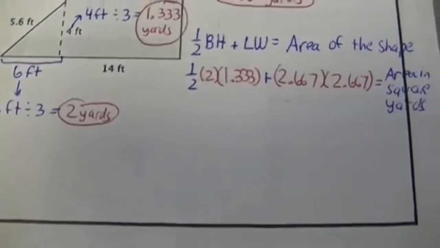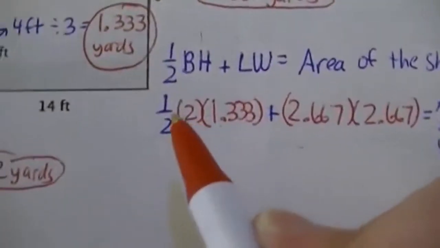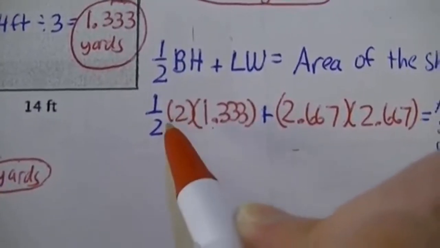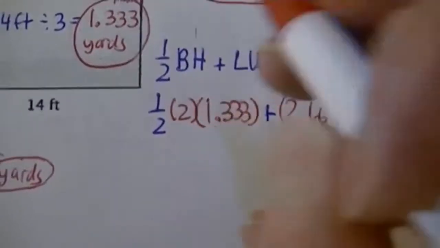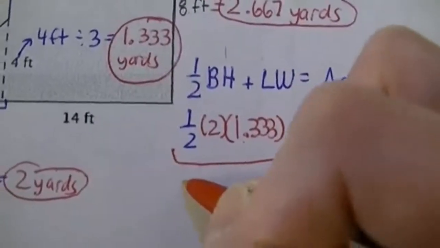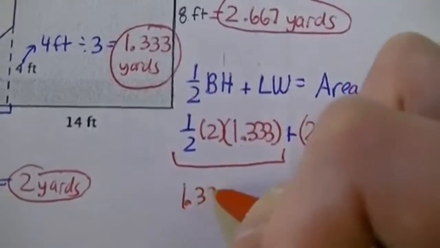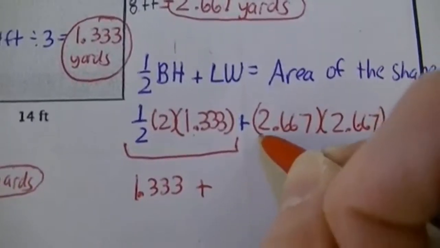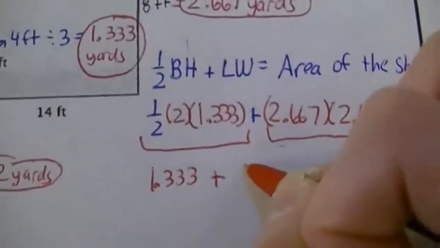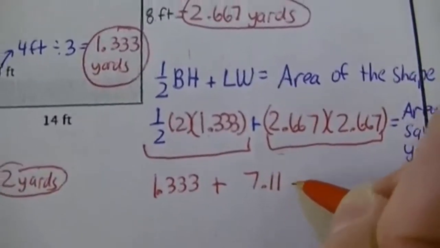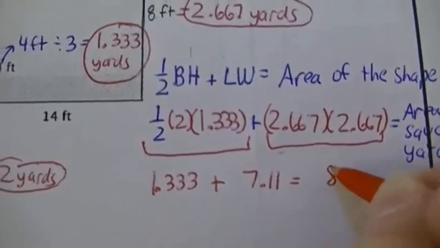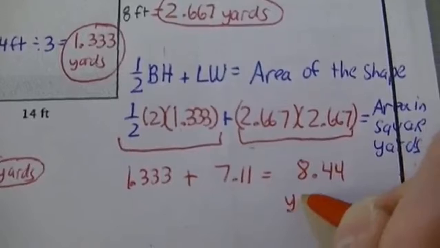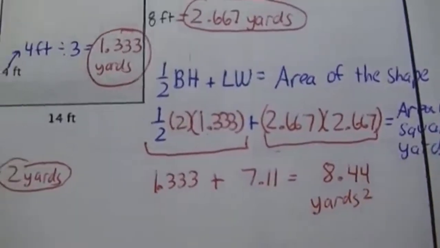Okay, now it's just really a matter of plugging it into your calculator. But right here I see I don't need a calculator because I see that half of 2 is just 1. So this is 1 times 1.333. So that right there is that. And when I multiply this times this, that's about 7 and 11/100. So when I add those together, the area of that composite shape is this, 8 and 44/100 yards squared, or you could say square yards.